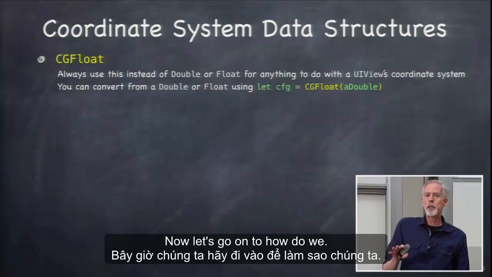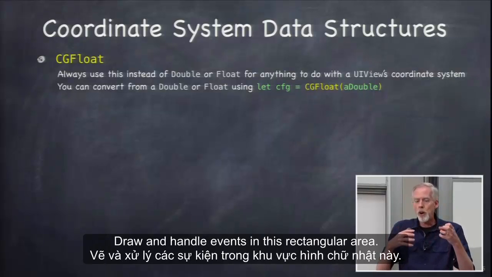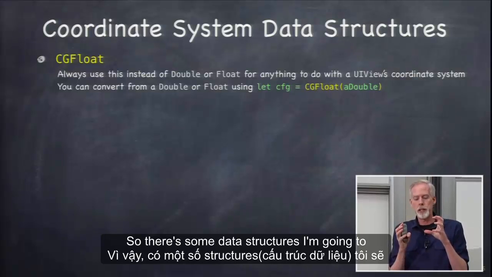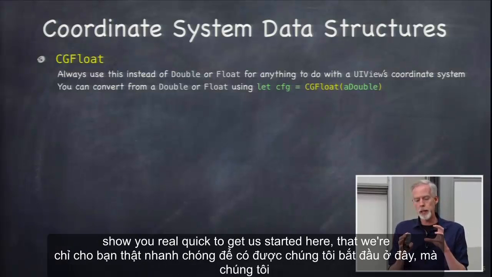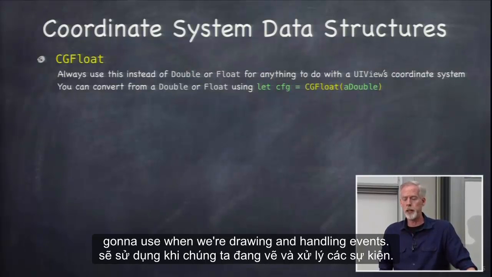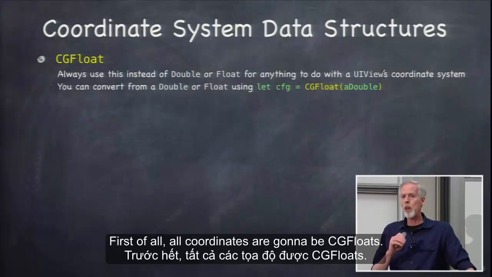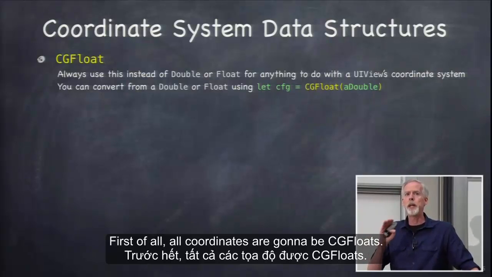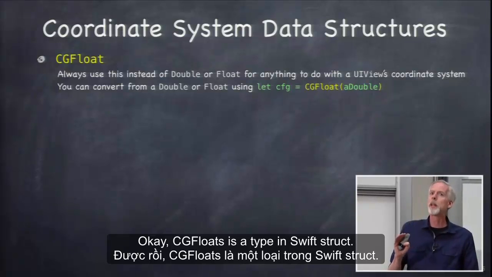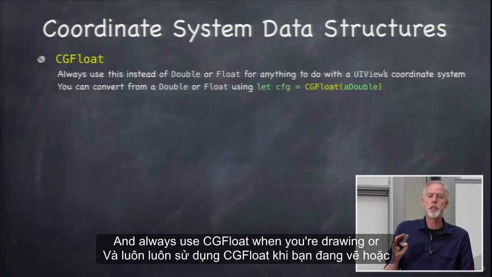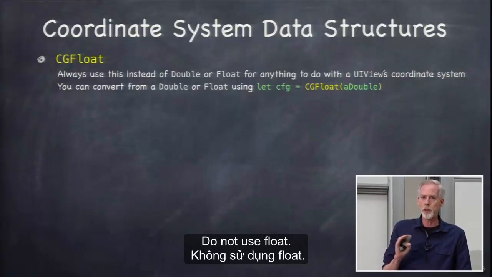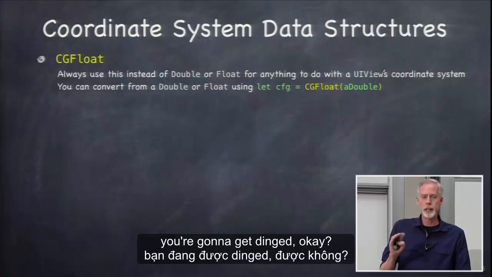All right, so let's go on to how do we draw and handle events in this rectangular area? Well, we need a coordinate system to work in. So there's some data structures I'm going to show you real quick to get us started here that we're going to use when we're drawing and handling events. First of all, coordinates are going to be CGFloats. Okay, CGFloat is a type, a Swift struct, and always use CGFloat when you're drawing or handling events in a view. Do not use Double, do not use Float. If you use those in your homework, you're going to get dinged, okay?